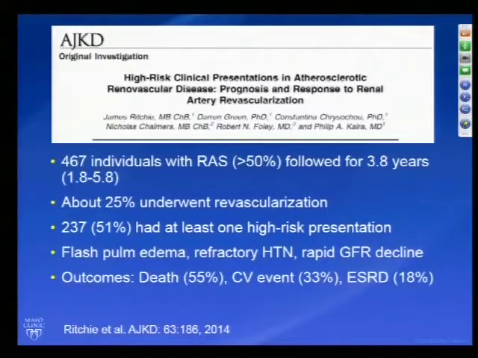This is one paper published in AJKD last year, looking at 467 patients with renal artery stenosis above 50%. They were followed for about 4 years. A quarter of them underwent revascularization, and half had at least one high-risk clinical presentation. They defined high-risk clinical presentation as flash pulmonary edema, refractory hypertension, or rapid decline in the GFR. They looked at the following outcomes: death occurred in about half of the patients, cardiovascular events in about one third, and then kidney failure in about 18%.